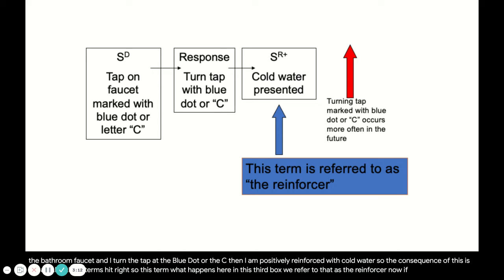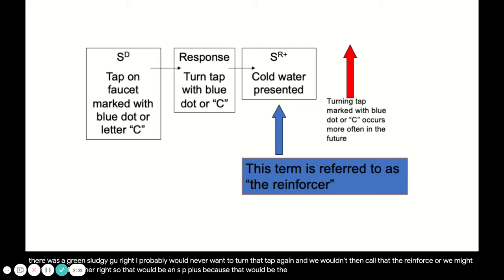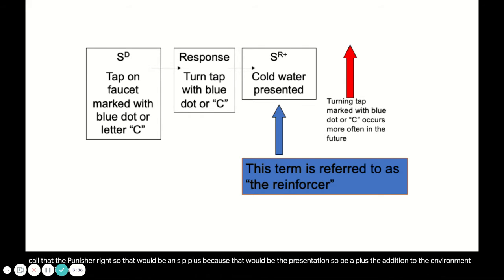Now, if what came out of there was a green sludgy goo, right? I probably would never want to turn that tap again, and we wouldn't then call that the reinforcer. We might call that the punisher, right? So that would be an SP plus, because that would be the presentation. So it'd be a plus. It's the addition to the environment of a punisher. But it's really what happens in the future that lets you know whether it's reinforcing or punishing, which I'll get to in a minute. I'm getting a little bit ahead of myself.